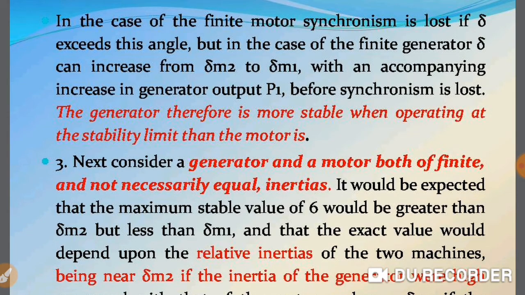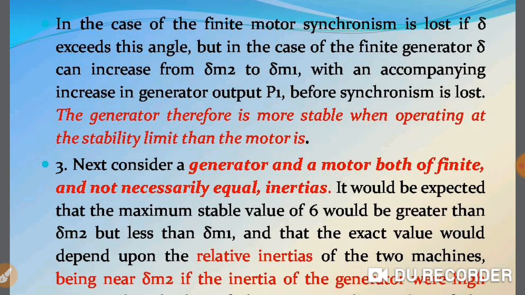Then in case of finite motor synchronism, if it is lost, then del will exceed this angle. But in this case, what is going to happen? The finite generator del will be increasing its value from del m2 to del m1. We saw in the previous graph also that del m1 was at the leading edge greater than 90 degrees and del m2 was less. So with an accompanying increase in generator output of P1 before the loss of synchronism, the generator will therefore become stable and will be operating at the stability limit of the motor.